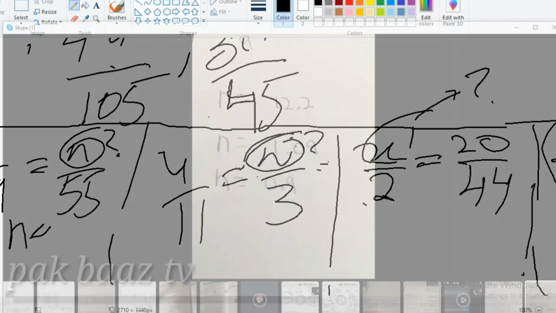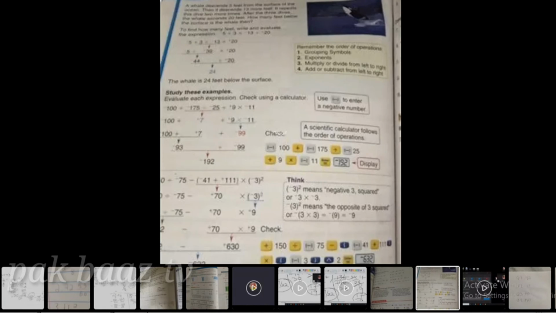Round in decimal. It's okay. Don't worry about it.